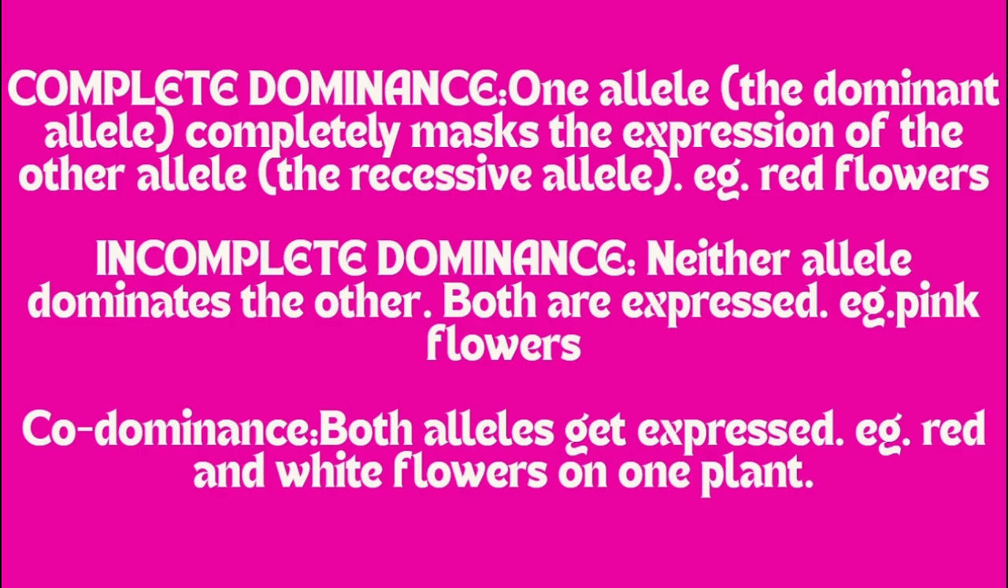For codominance, both alleles get expressed. So for example, if a red parent and a white parent have offspring, and on that one plant we realize that it has both yellow, white, and red flowers, right? That's codominance because both of them are expressed in that case.